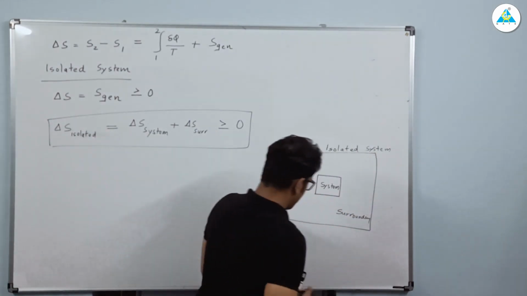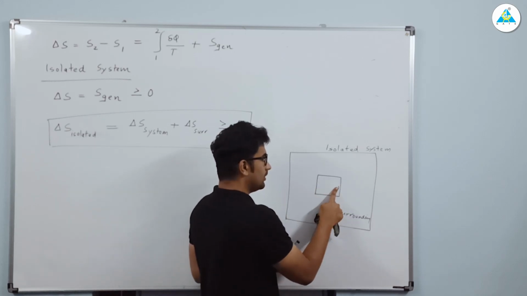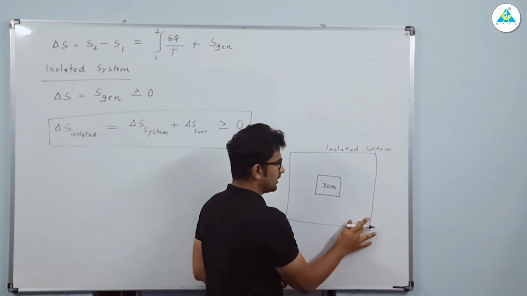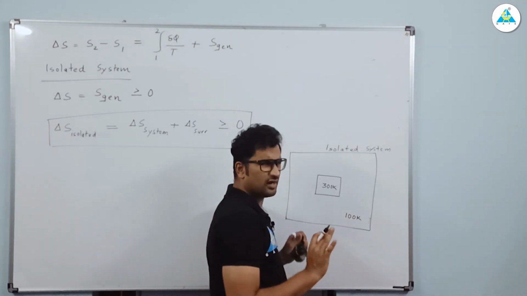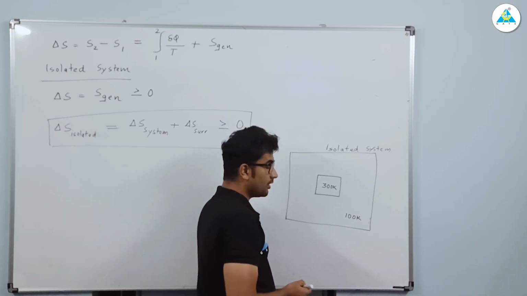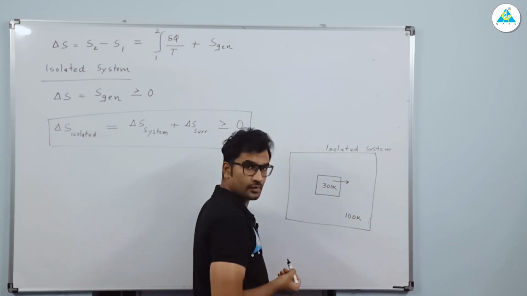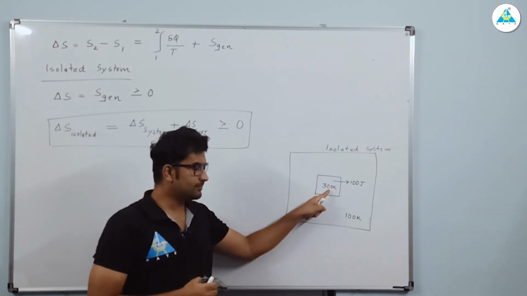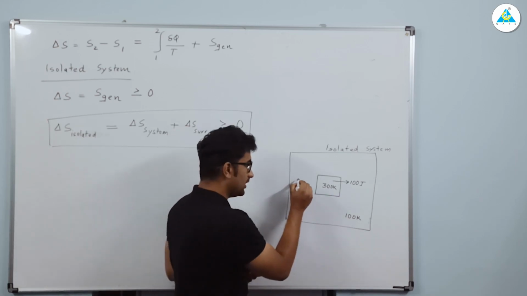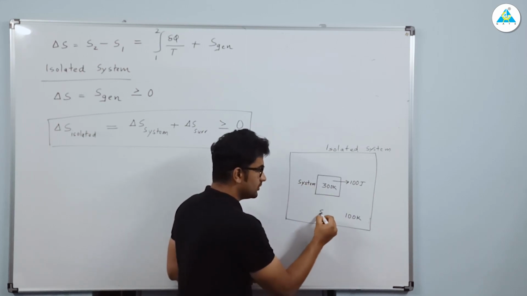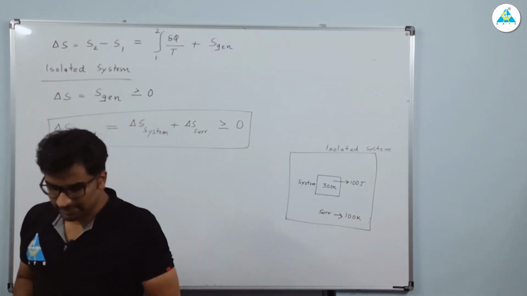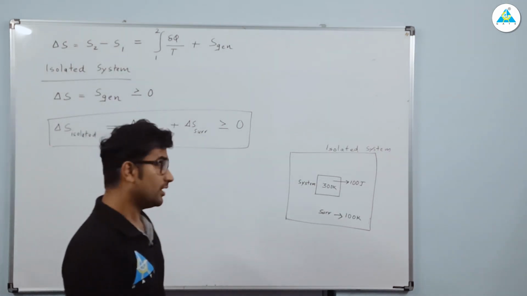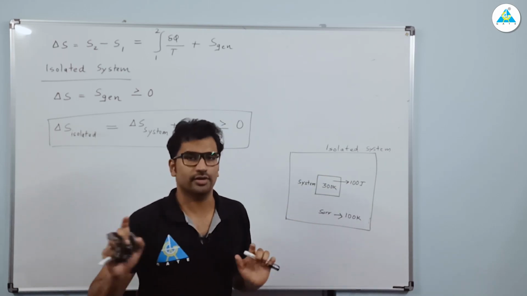I will explain with an example. My system is at a temperature of 300 Kelvin, and my surrounding is at a temperature of 100 Kelvin. Now I am transferring 100 joule of heat from system to surrounding. Obviously that will happen because my system is at 300 Kelvin and my surrounding is at 100 Kelvin. Heat flows from higher temperature to lower temperature, and the amount of heat transferred is 100 joule.